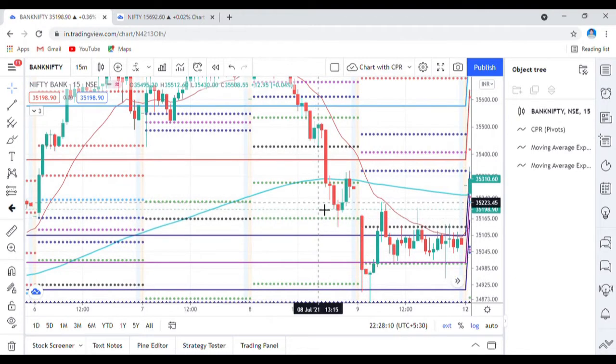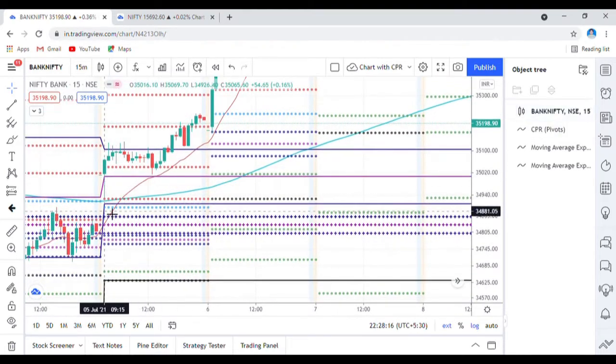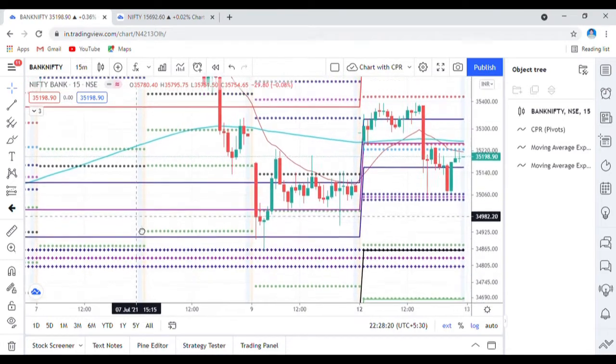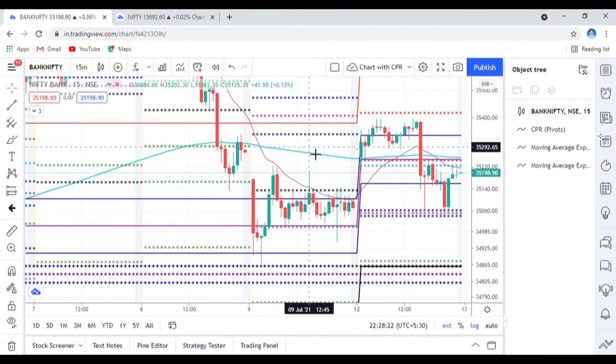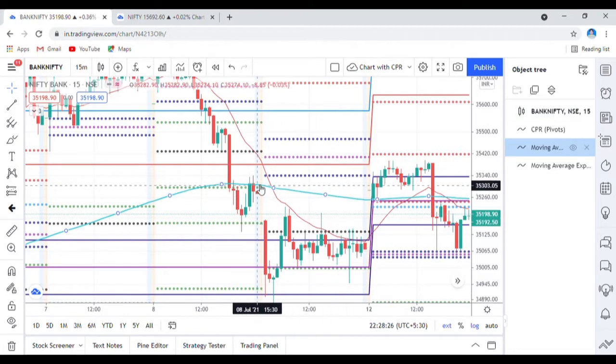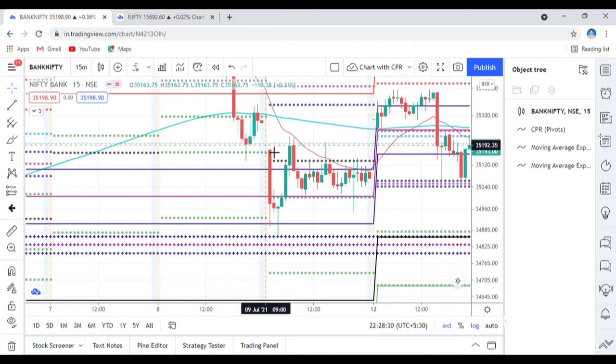Only it took support near the S3, but the gap was pending. See, it didn't cover the gaps which it had created on 8th of July. On the next day, that is on the 9th of July, again the market opened a bit gap down. It opened with a big bearish candle.